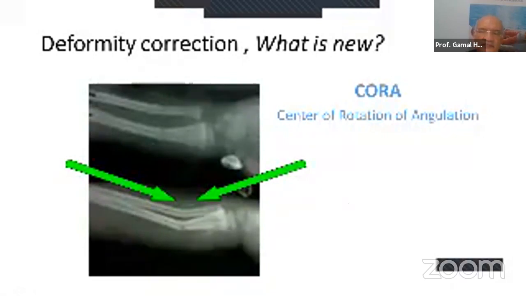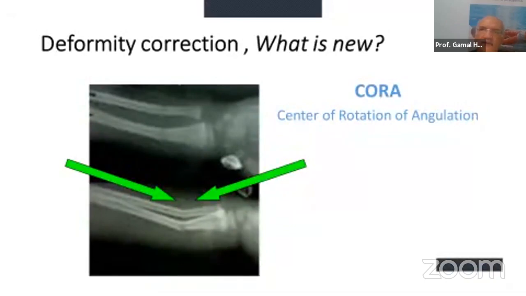Another important issue is that the experts use the terms CORA, ACA. It seems like difficult terms, but this is not true. We don't do something new. We have dealt with deformity for decades. CORA is called center of rotation of angulation.